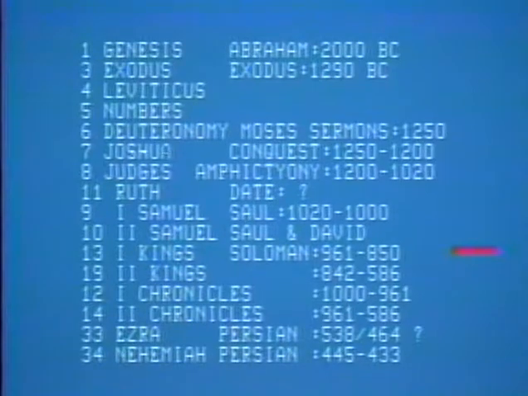They overlap many, many books. And so they are parallel. They have different information. They're kind of like the synoptic gospels almost. They cover the same period, but they add details that the other one doesn't add.